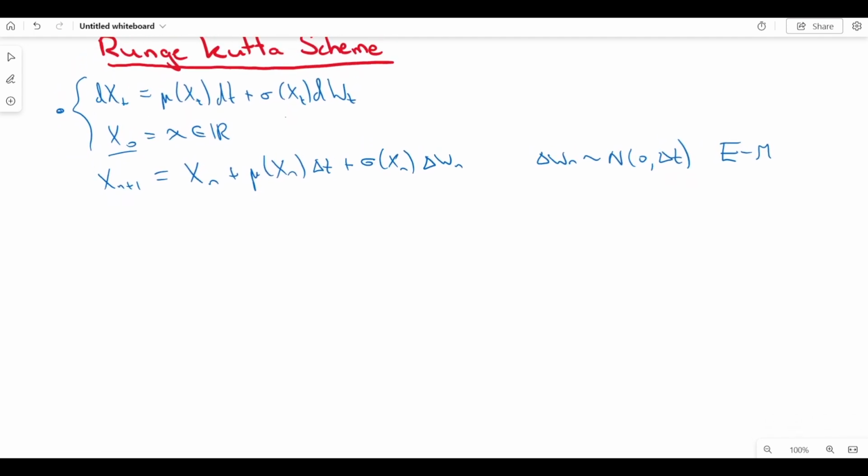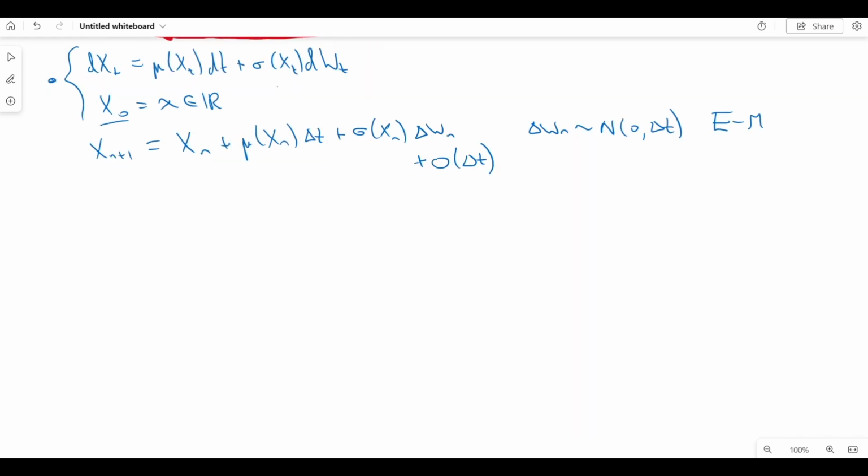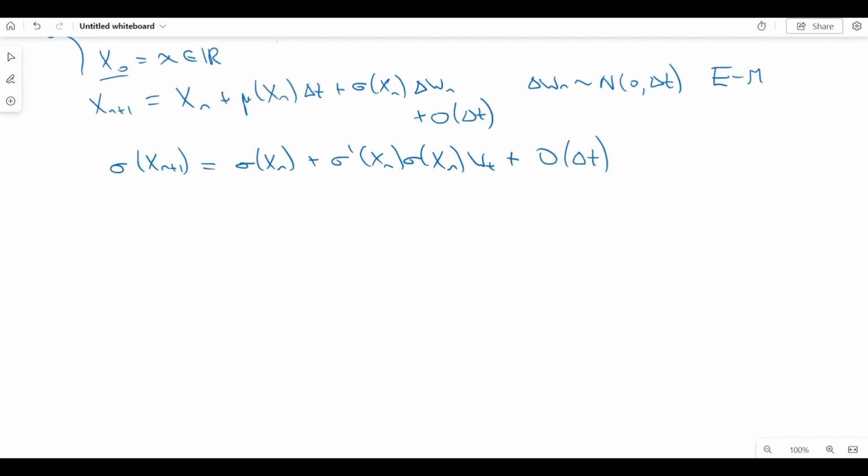Now, Runge-Kutta does a couple of things to increase the accuracy of this, because unfortunately we still have a remainder of the order of the time step itself, delta t. The first thing it does is work with an approximation to the derivative sigma prime of xn. And we're going to rearrange the term: sigma of xn plus 1 equals sigma of xn plus sigma prime of xn, sigma of xn, delta wt. Since this is a first order approximation, it's still of the order of a time step for the remainder.